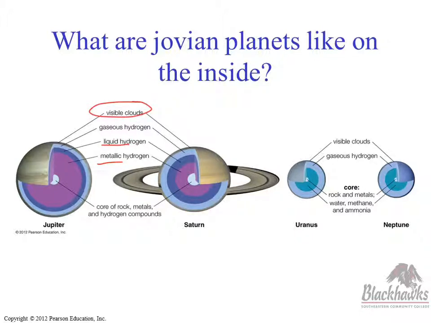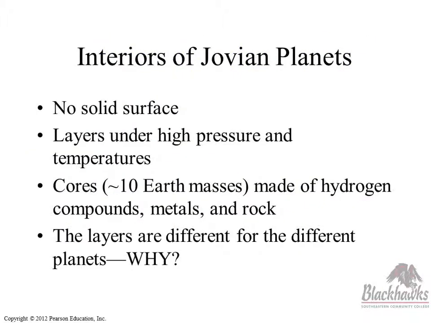Okay. So we have visible clouds. That's the pretty kind of swirly stuff we see. We have gaseous hydrogen, liquid hydrogen, metallic hydrogen, and here in the middle are where they basically swallowed a terrestrial planet. These pairs of planets, notice that they are missing a few layers. They don't have the liquid and metallic hydrogen, okay, but they also swallowed a rocky planet. So you can't stand on these gaseous planets. You can't stand on Jupiter, Saturn, Uranus, or Neptune, okay?